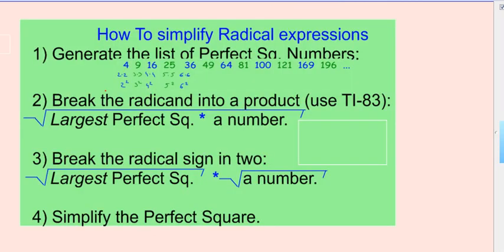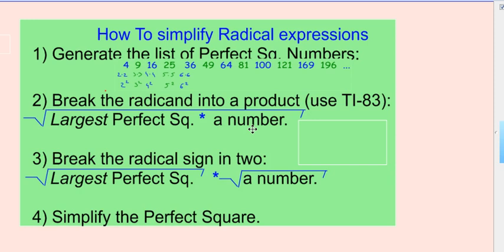Right now, I would like you to pause your video and copy the steps of simplifying radical expressions in your notebook. Step number 1 is always generate the list of perfect square numbers, just like I did. Step number 2, break the radicand into a product composed of the largest perfect square number and a number that completes it by multiplication.